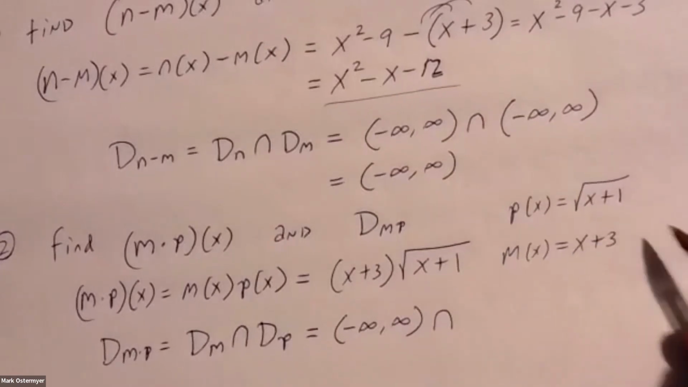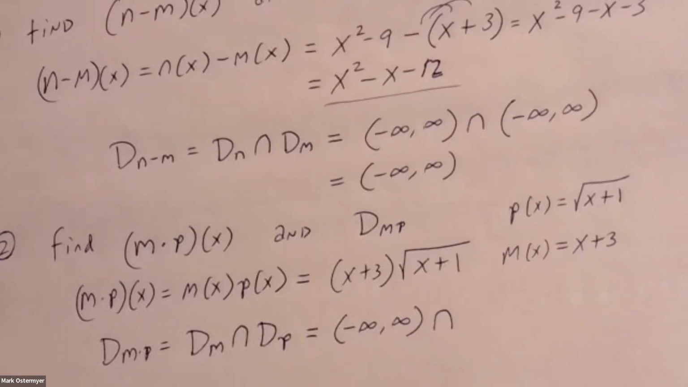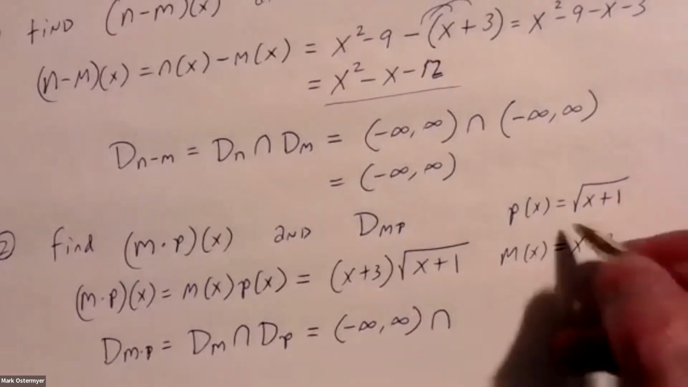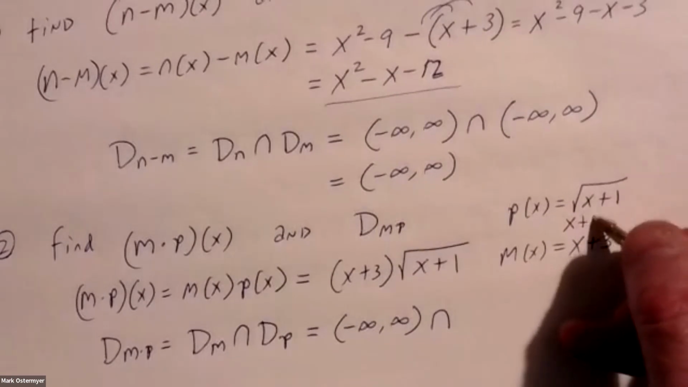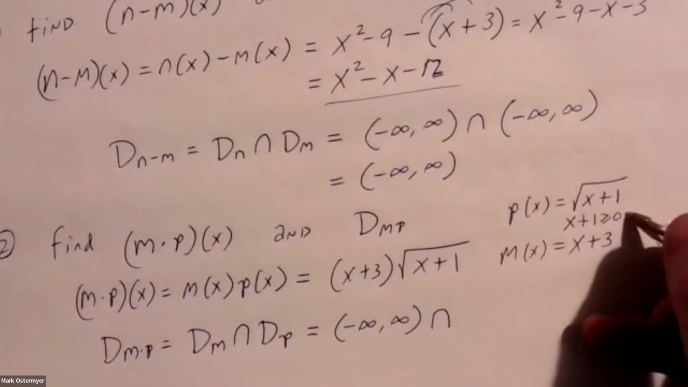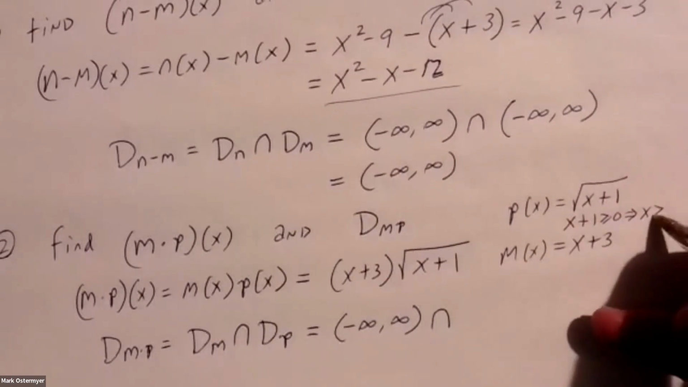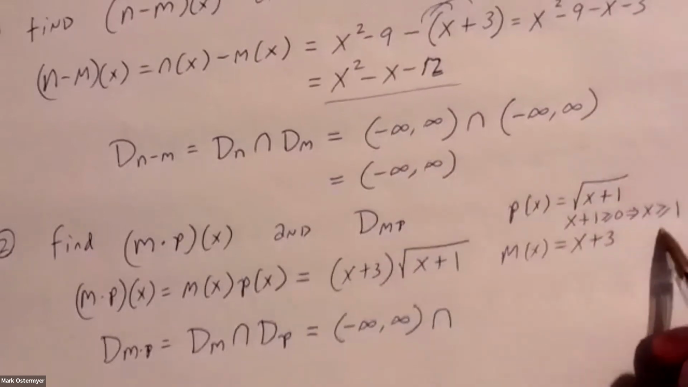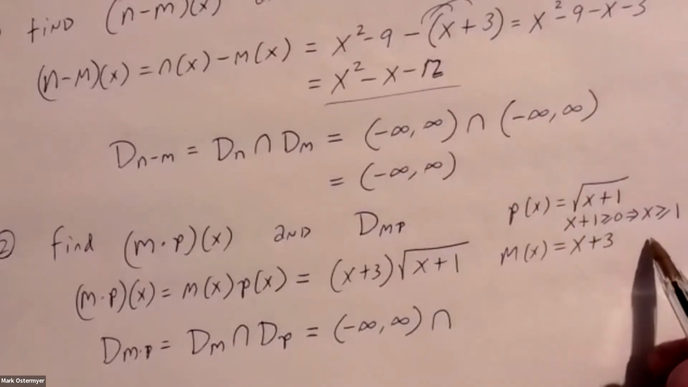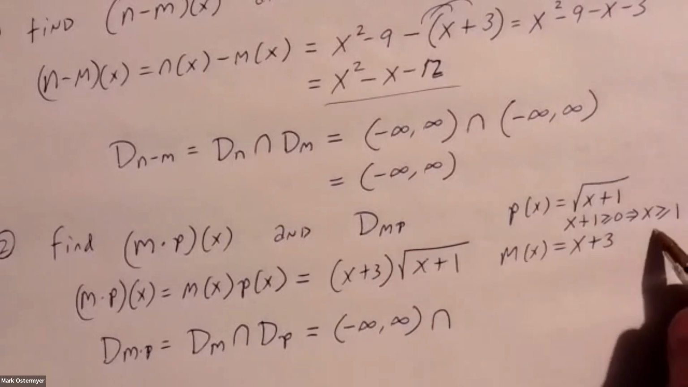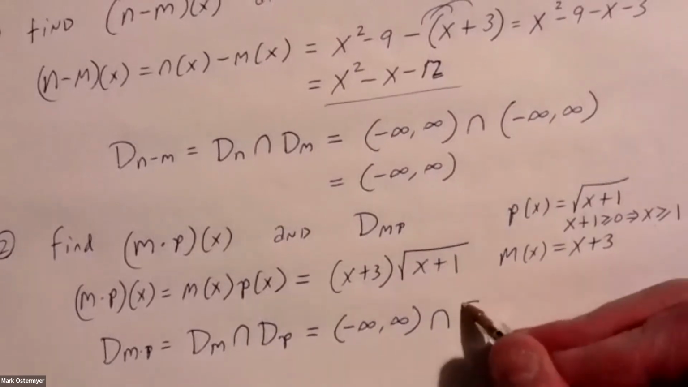Well, a square root can become undefined if you ever have a negative appearing underneath the square root. So we must insist that this x plus 1 always be greater than or equal to 0, which implies that x better always be greater than or equal to 1. So the domain of function p is all real numbers 1 or larger.